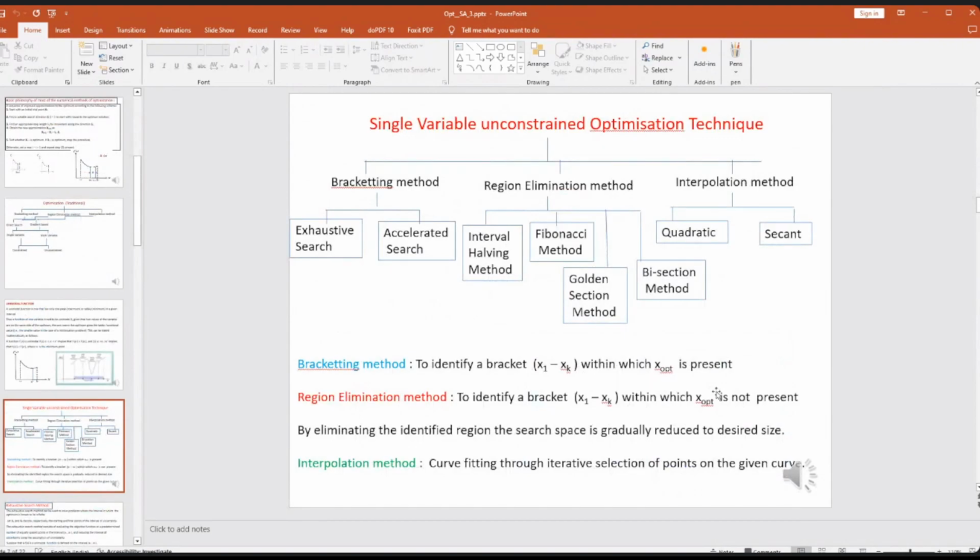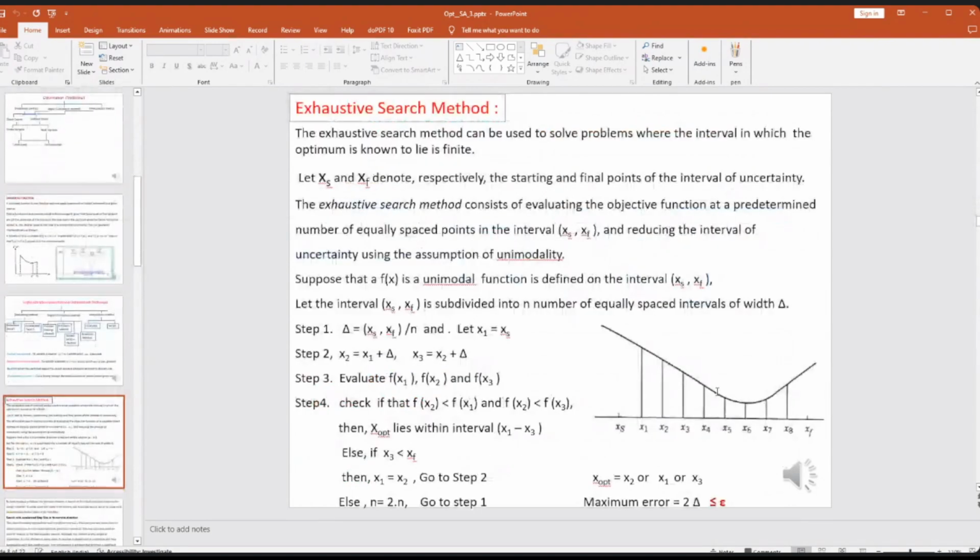So already I have discussed this slide. Let us start with certain algorithm, how the actual algorithm works. Suppose the first algorithm is the bracketing method. Under the bracketing method, it is a direct search method because here we will not calculate the derivative of the function. Only function values will be compared to identify a minima. The name is exhaustive search method. Clear?